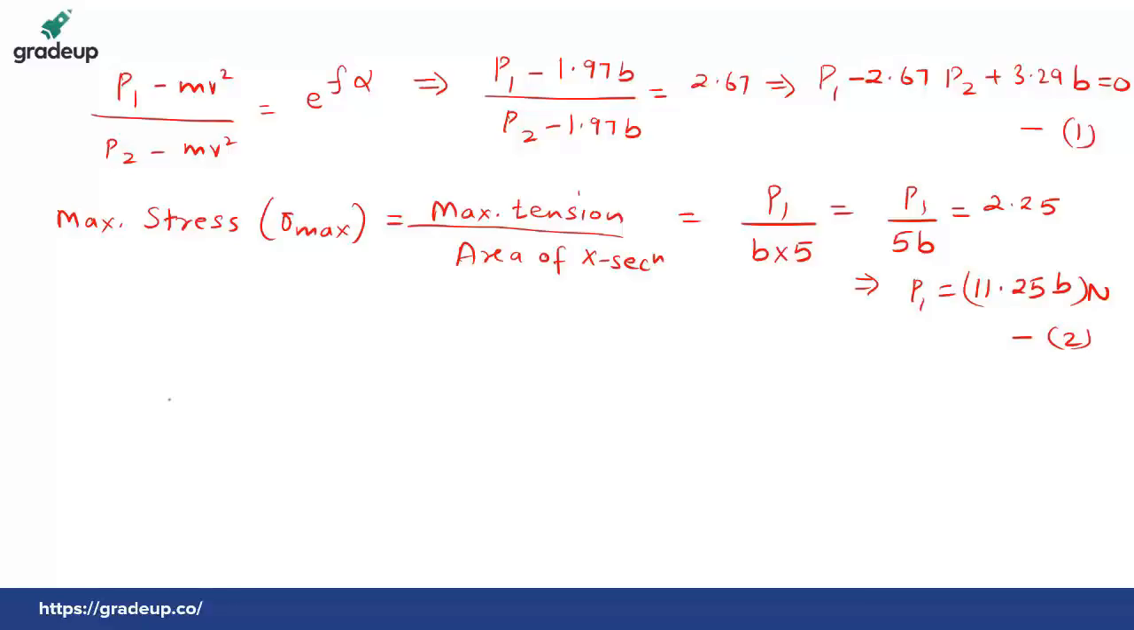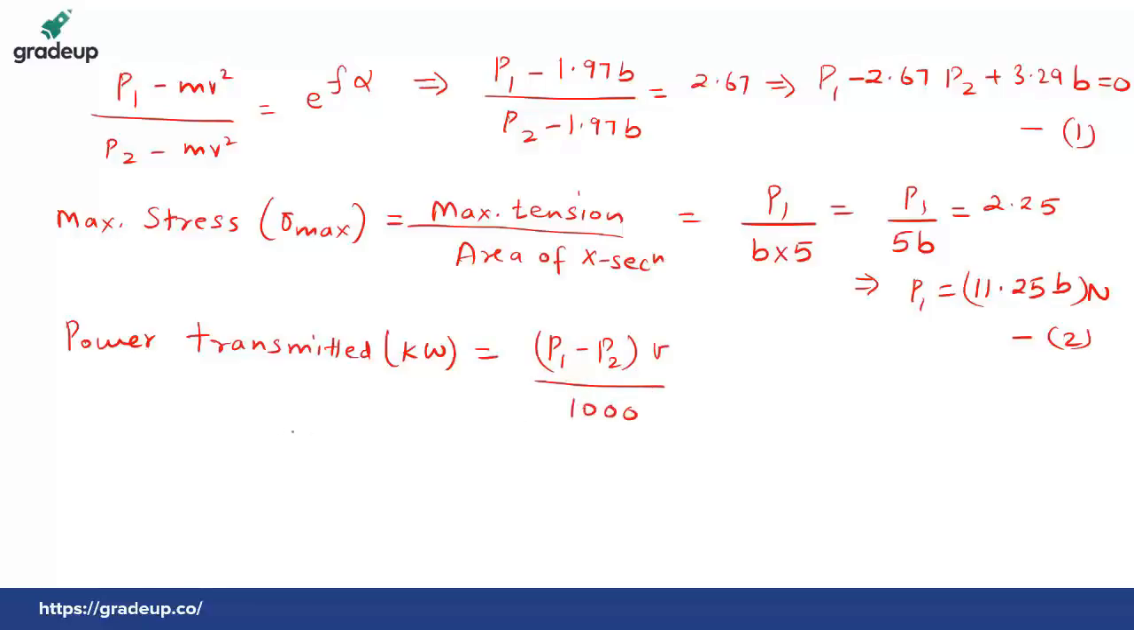And the last equation we can use is for the power transmitted. The power transmitted in kilowatt is given as (P1 minus P2) into V, that is the velocity, divided by 1000. So from here we can find the value of P1 minus P2. P1 minus P2 will be equal to the power transmitted, 15 into 1000, divided by the velocity, that is 20.36. So we get this value as 736.374 newtons. This is P1 minus P2. This is equation number 3.